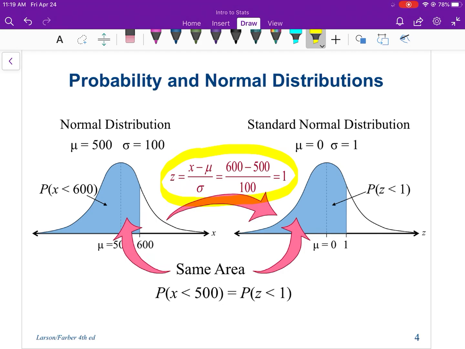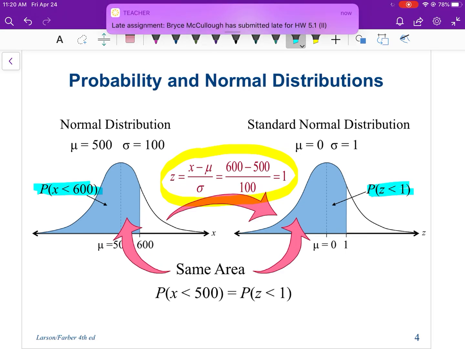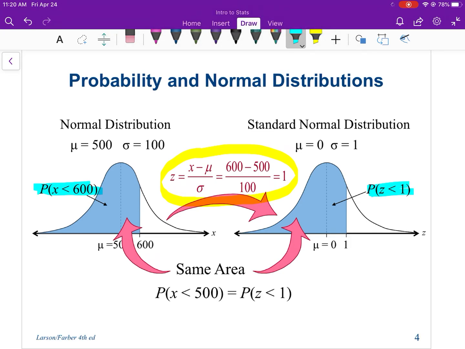And so your probability statement from here is now switched to that for that z-score. You're still finding the area on the left side, but now you're able to use that table that's in the back of the book to help you find the probability. So I'm going to walk you through how to do that with several different examples.